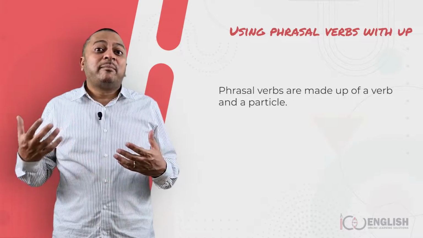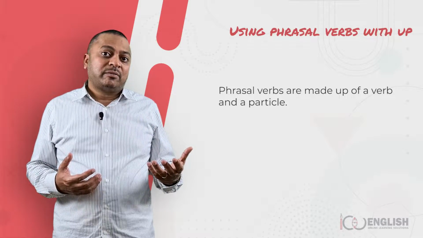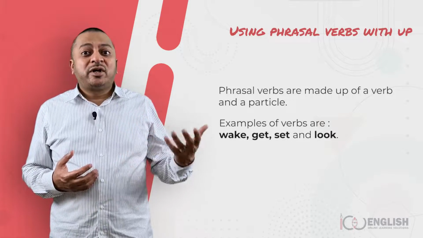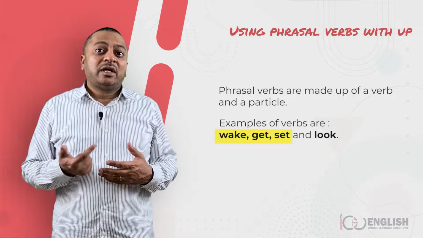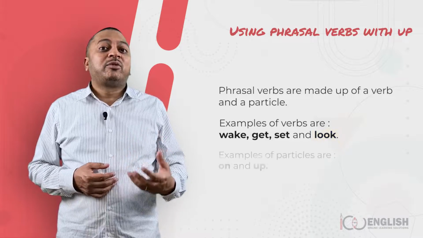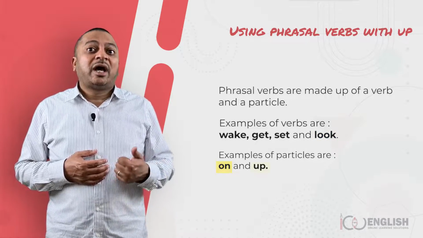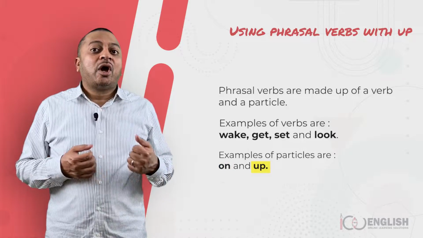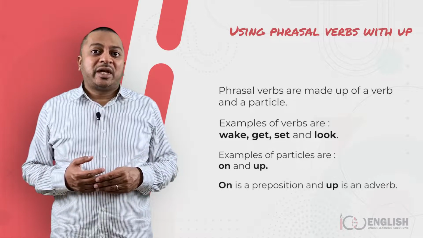Phrasal verbs are made up of a verb and a particle. Examples of verbs are wake, get, set, and look. Examples of particles are on and up. On is a preposition and up is an adverb.